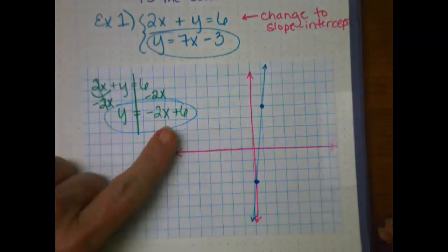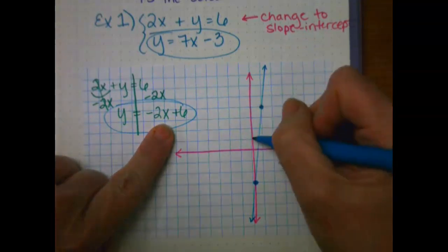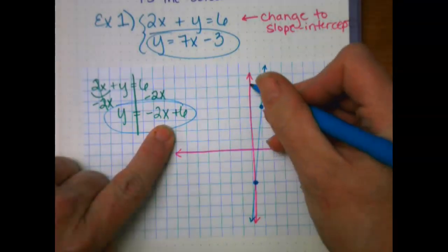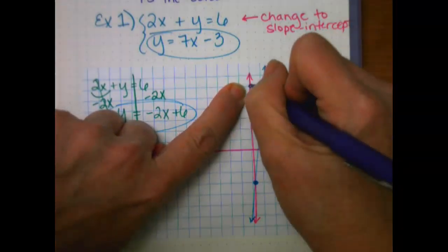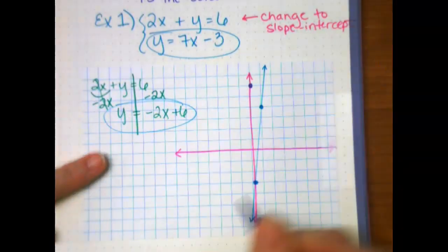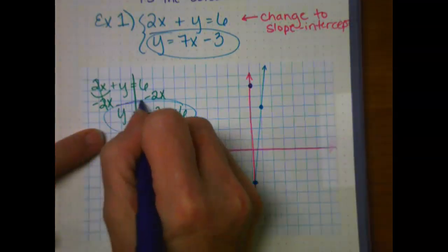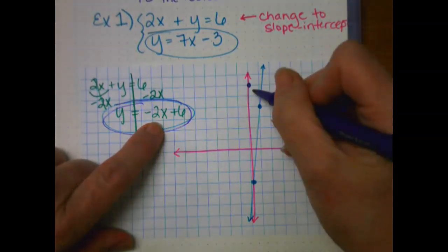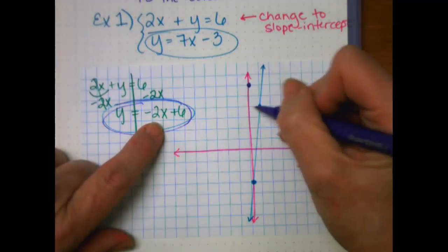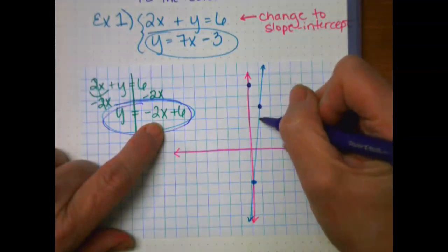Okay, my next one, positive 6. So 1, 2, 3, 4, 5, 6. Let's graph this one in purple. And just so you can see it's the one I did in purple, mark it. And it has a slope of negative 2. So from that, it's going to fall 2 and run 1. Oh, look, I already found it.